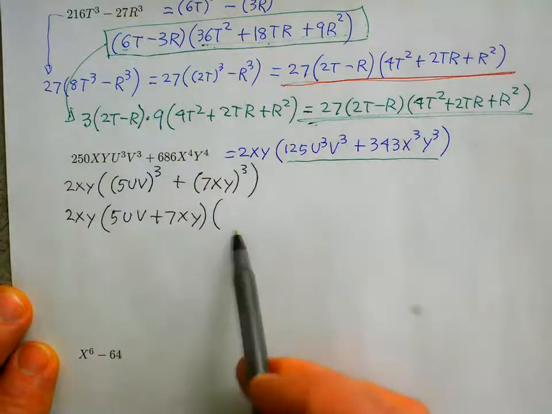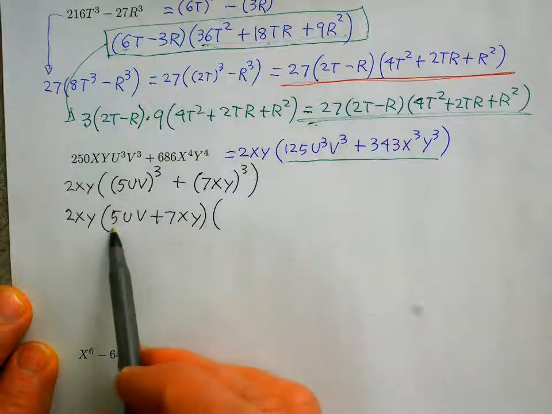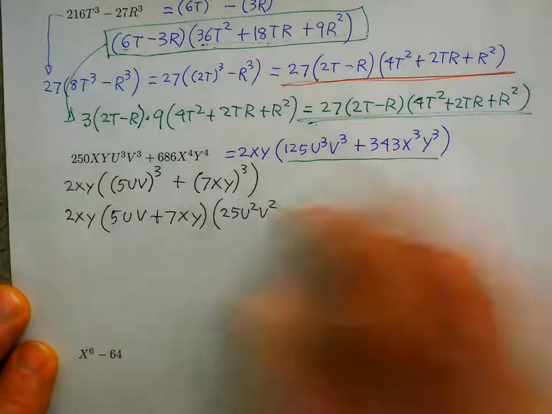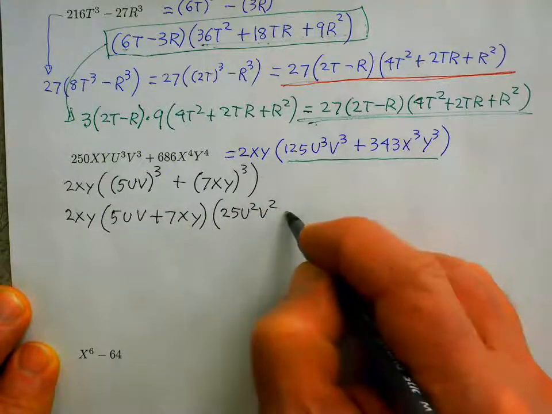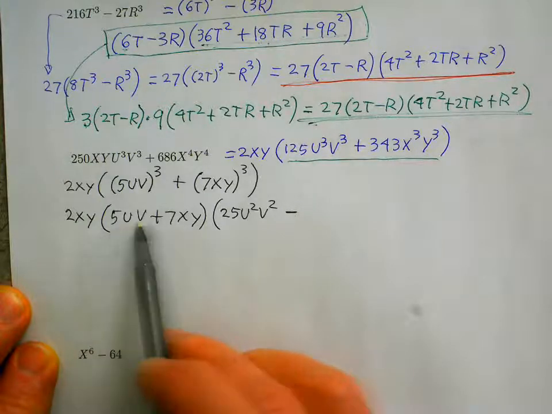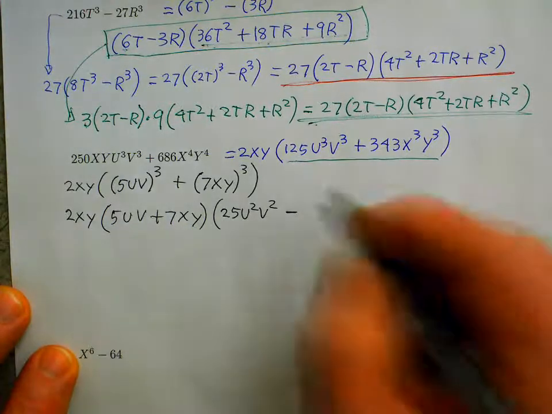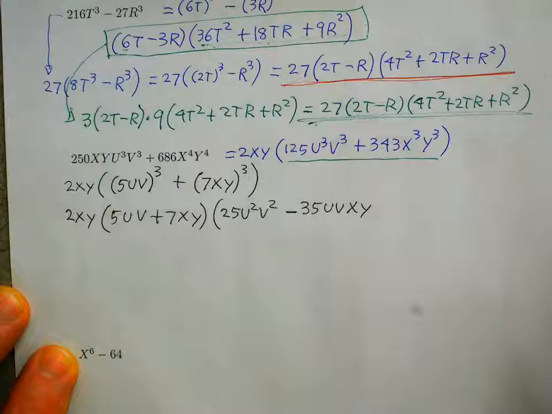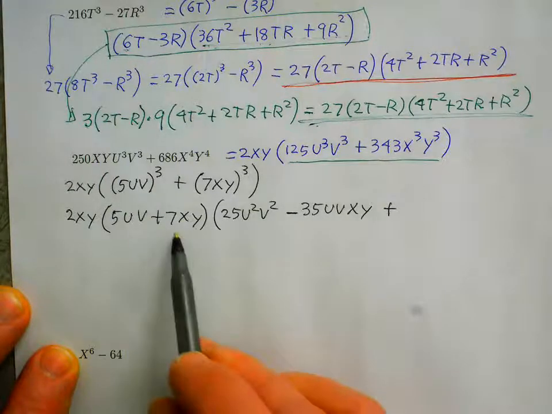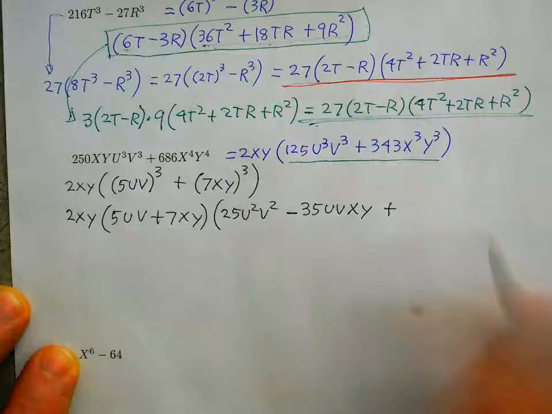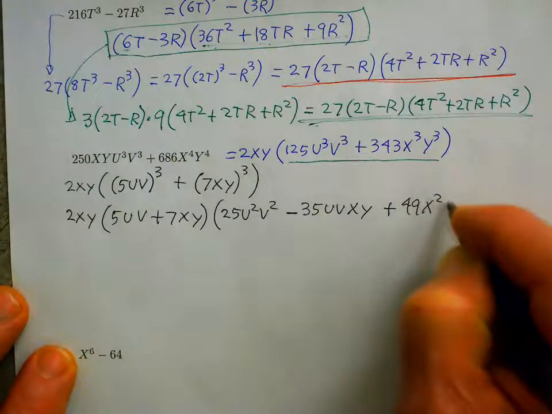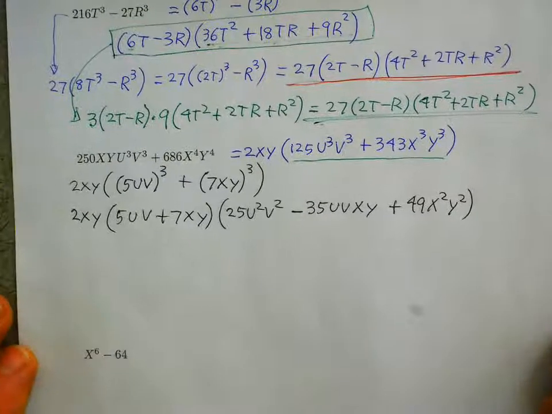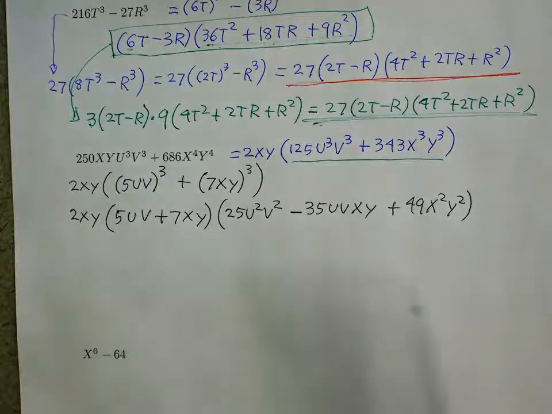And then the trinomial, the first term is what we get when we square the term 5uv. So that will be 25u to the second, v to the second. Then we're going to subtract 5uv times 7xy, which is minus 35uvxy. And then we're going to add what we get when we square the term 7xy, which will be 49x to the second, y to the second. Hey, that's the complete factorization.